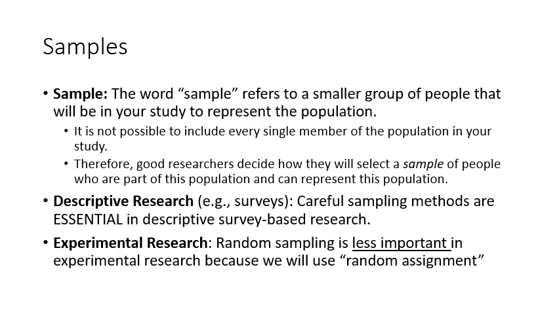In descriptive research like surveys, careful sampling methods are essential. Otherwise, you'll run into problems with bias, which we'll talk about in the next slide. In experimental research, random sampling is still ideal, but it's less important because you're going to use random assignment, which will help to keep true to the assumptions of your statistics.